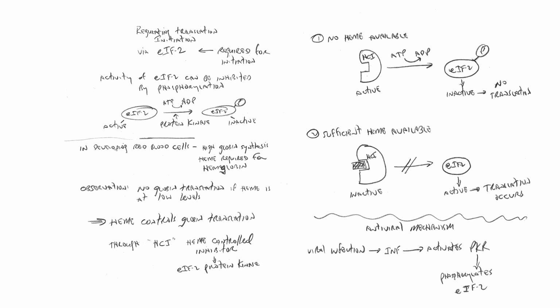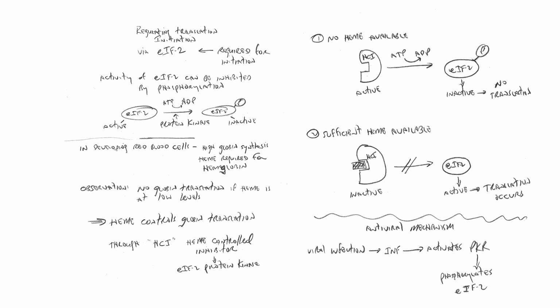The example I'm going to give you of how this regulation takes place physiologically occurs in developing red blood cells. In developing red blood cells, what they're doing is producing a large amount of globin to make hemoglobin. That's really the goal. The blood cells are jam-packed with hemoglobin. So during development of these red blood cells, they have to synthesize a lot of globin protein.